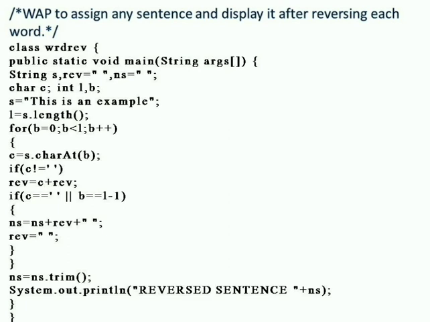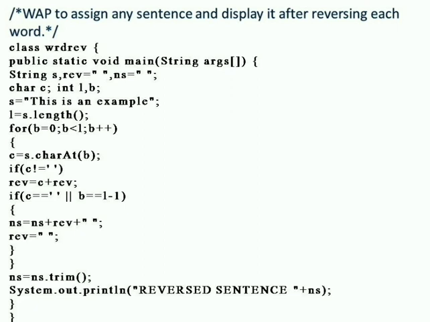This is our next program. In this program, we are assigning one sentence and displaying it after reversing each word. So we take one sentence and reverse each word and display the new sentence. We have written class, and I have given a name WRDREV, word reverse. Then we give one opening brace, then public static void main string args, again another opening brace.